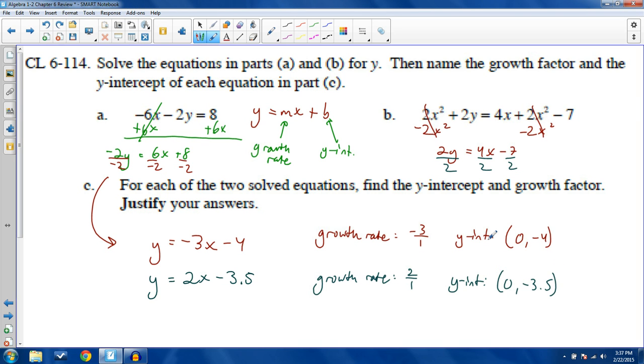Again, I don't know how they're asking you to justify that. There's not much for you to say in terms of justification. Maybe you can say, well, I know this equation, I understand that that's growth rate and that's y-intercept, and I'll go from there.